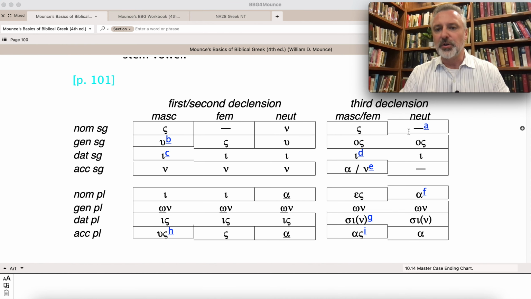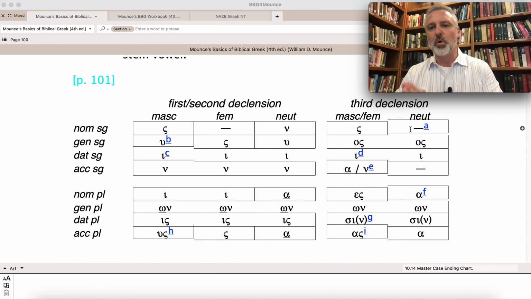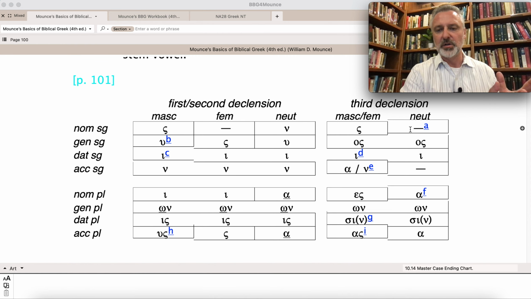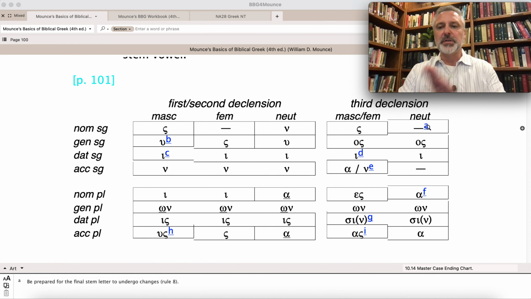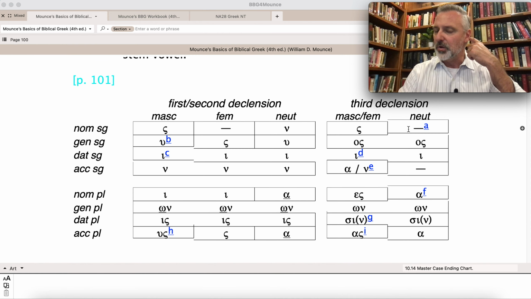If they are neuters, they are not going to have any ending. Which is similar to the feminine over here in the first declension. And we'll talk about how that works with various words and what their final stem vowels or final stem consonants are. So nothing particularly new. There are some new ideas up here in the nominative singular, but no new endings.